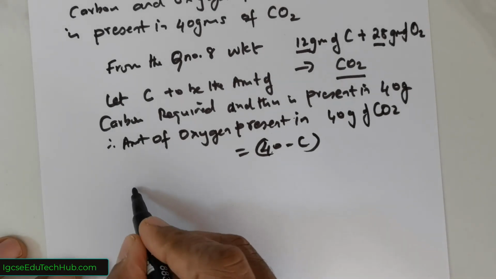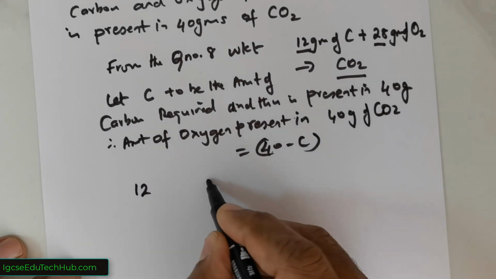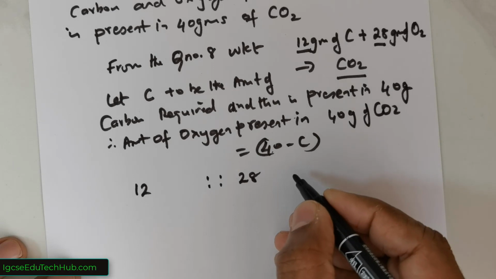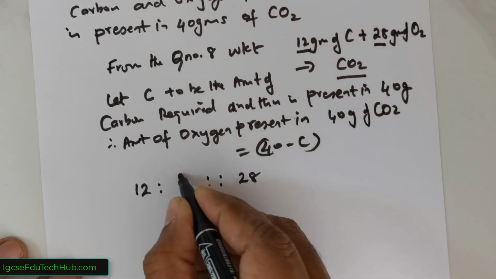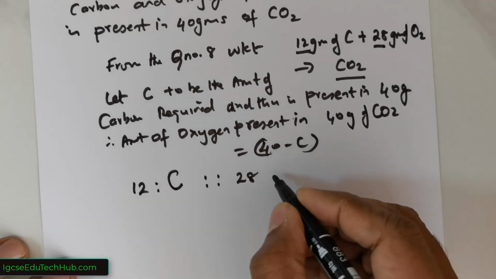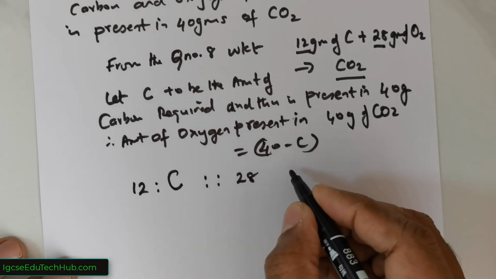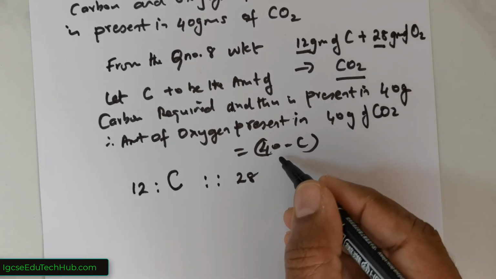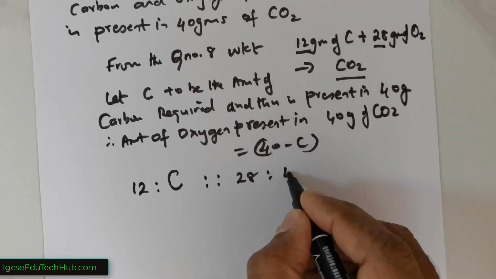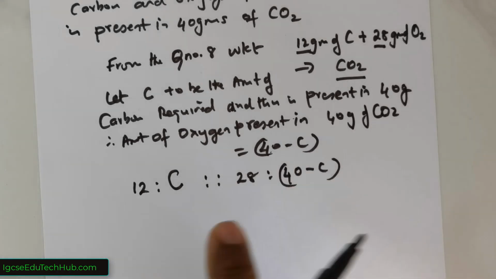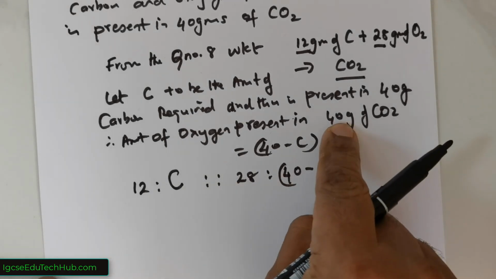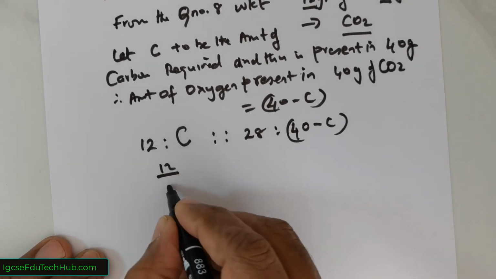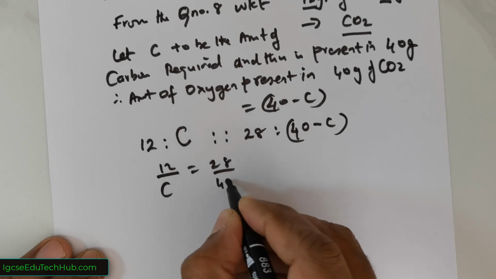Okay, now from the previous question, the data is 12 grams of carbon is combining with 28 grams of oxygen. Now we need to find the amount of carbon that is actually present in 40 grams of carbon dioxide. So as I mentioned to you, from 40 grams I am taking away C, so that will give me the oxygen quantity, right? So this and this, they combine to produce 40 grams. Now this is the system that we have set up. Now we will get the value of C. So I'm going to rewrite this as 12 over C is equal to 28 over 40 negative C.